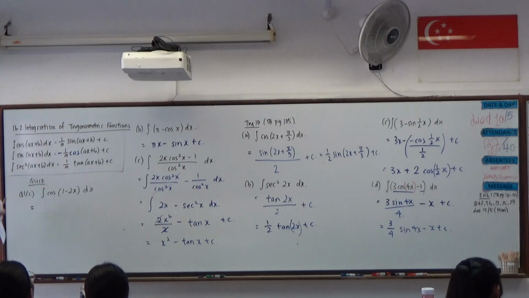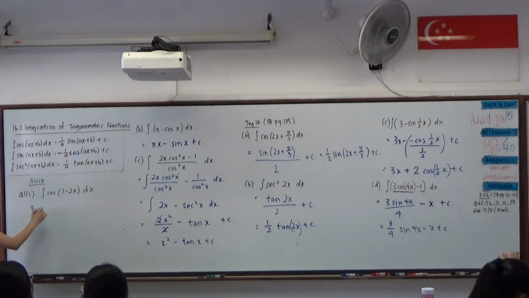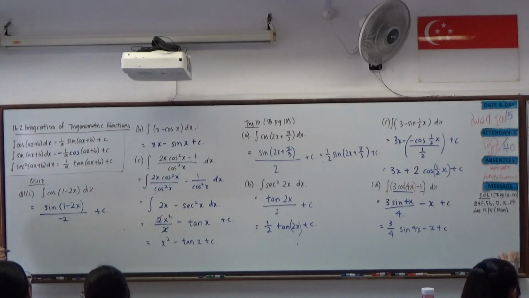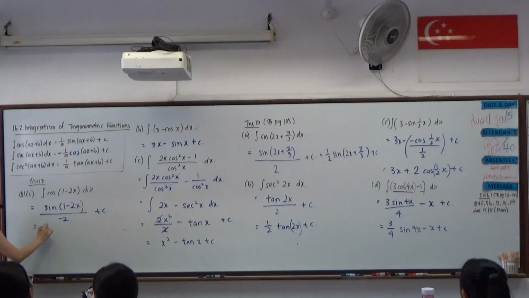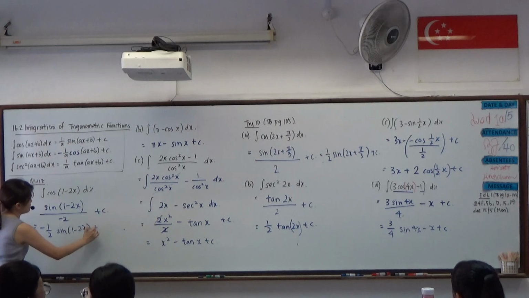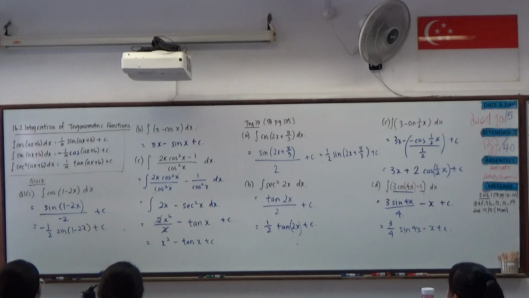Integrate cosine, it becomes sine, right? Okay, then we keep the angle. Anything else? Over negative 2. Okay, so this will be the answer. Or you can write it as negative half sine of 1 minus 2x plus c. Okay?